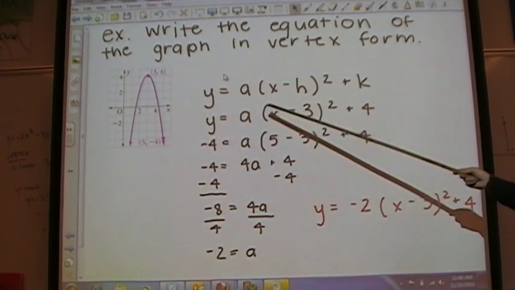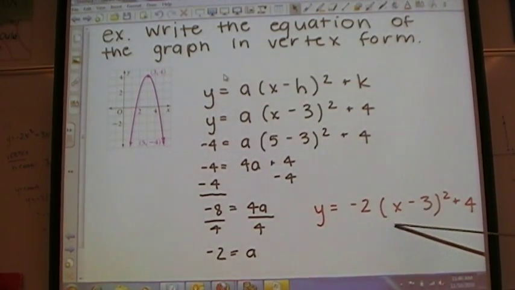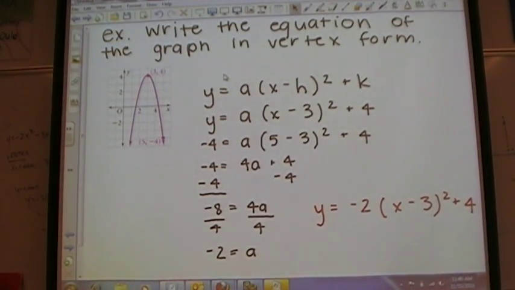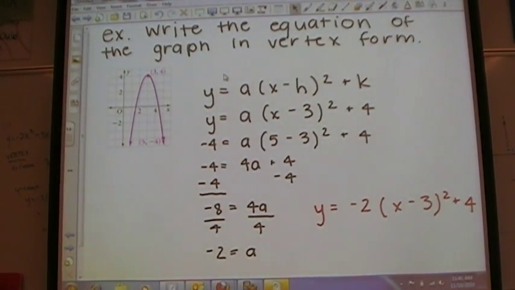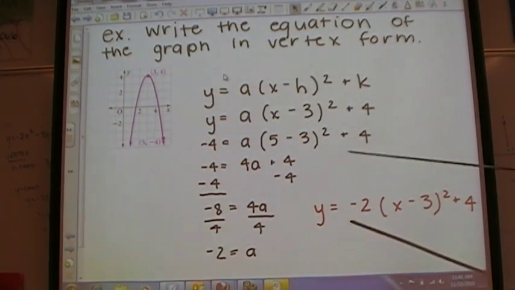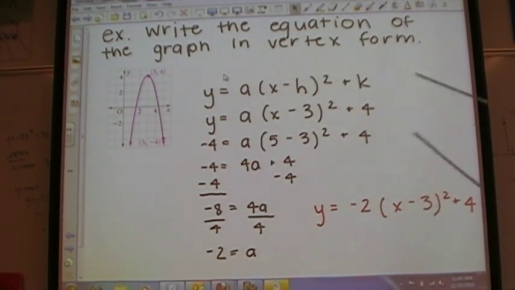So then you just plug that back in right here, and there's your final answer in red: y equals negative 2 (x minus 3) squared plus 4. Does that make sense? So the only variable you need to find in this problem is a. Everything else is given to you. H and k are given to you. Y and x are unknowns. They can be anything.